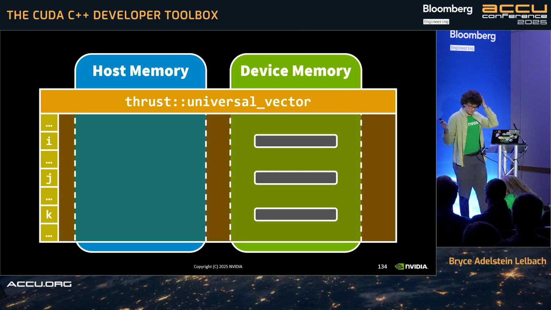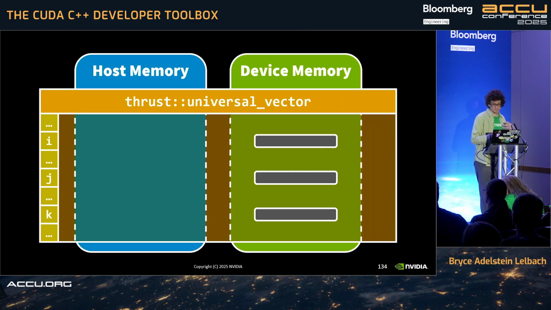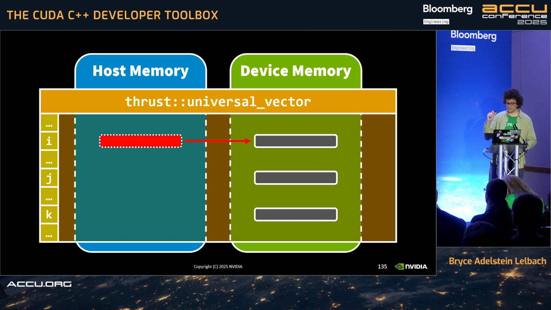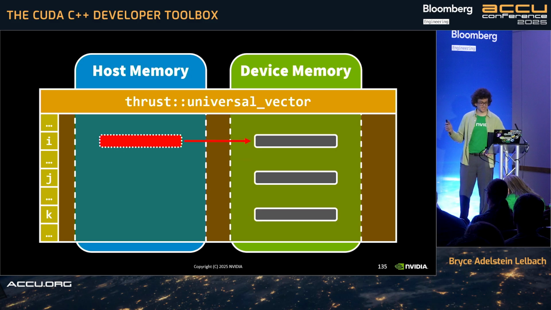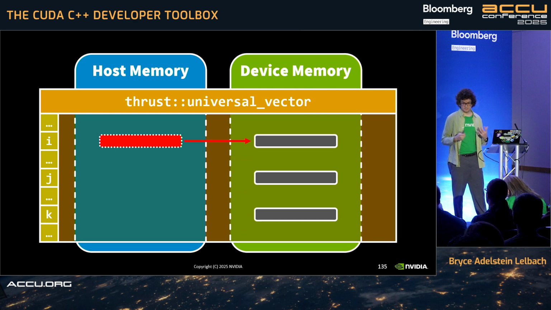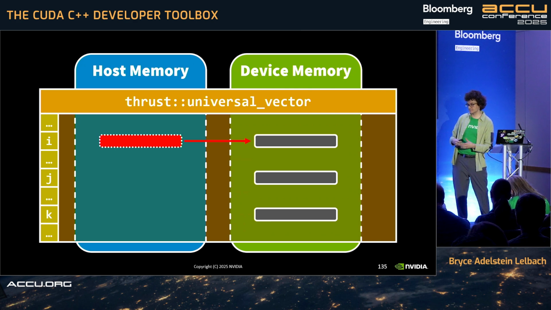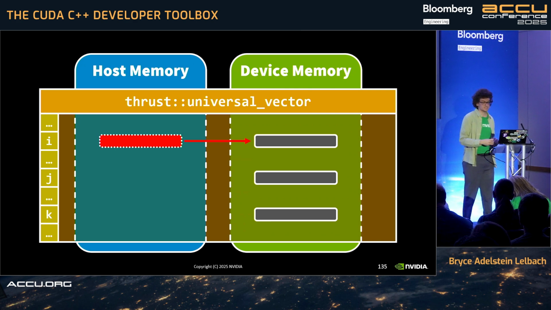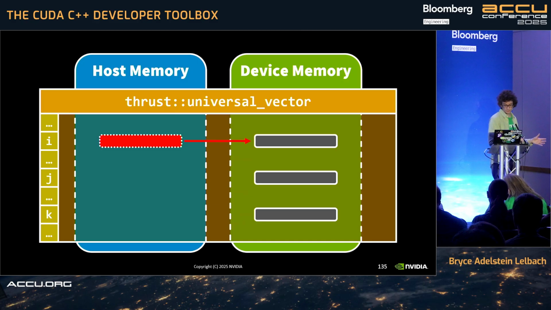Thrust's universal vector's contents will start on the device because that's where they are initialized. And if we then access an element of the vector from the host, the CUDA platform may have to migrate the data from the device to the host. And the mechanisms for this transfer will vary between platforms. In some cases, it will go through software. In some cases, it will go through an operating system, through the page tables. In other cases, it's completely handled by special hardware.